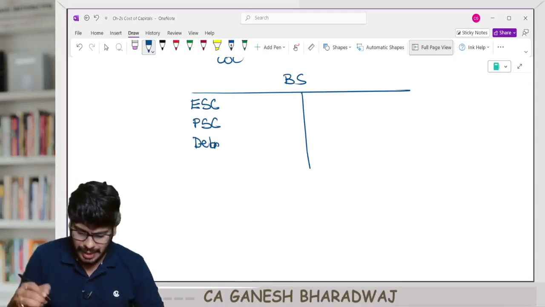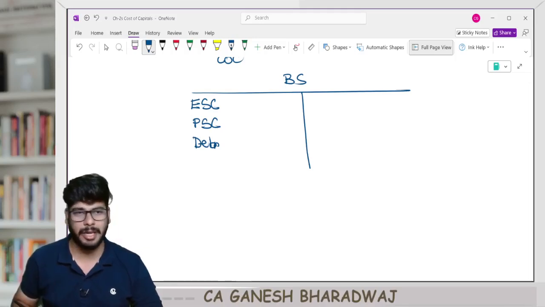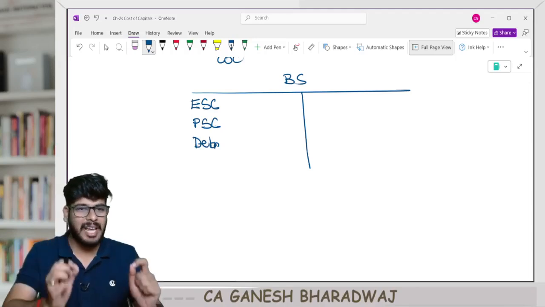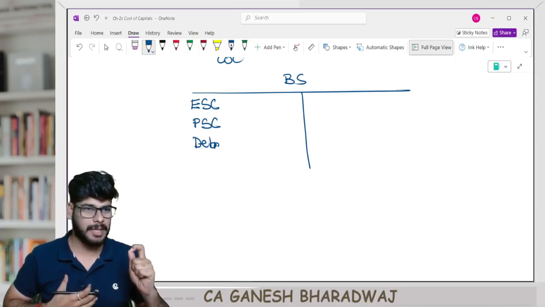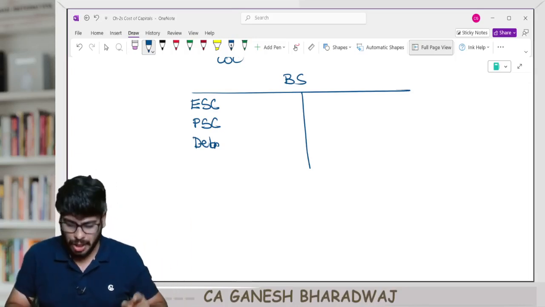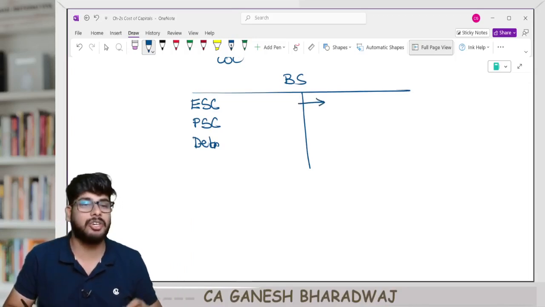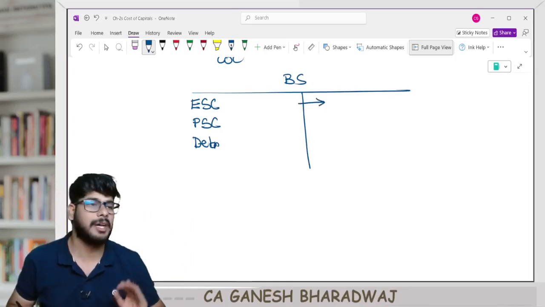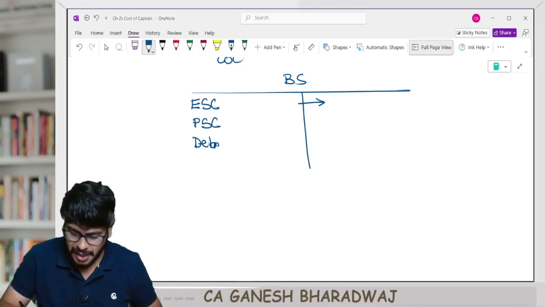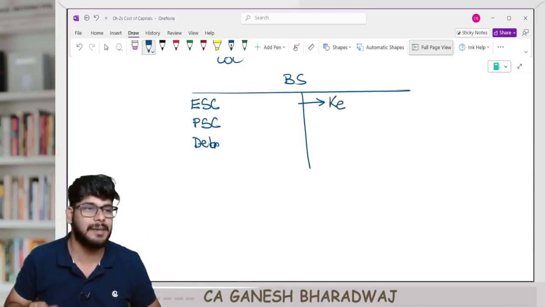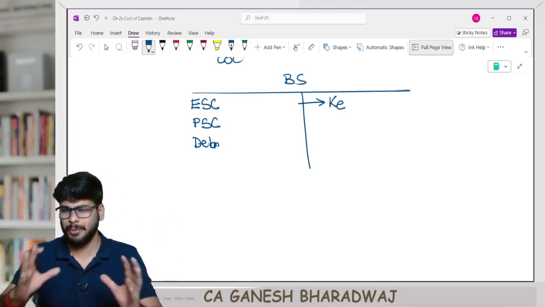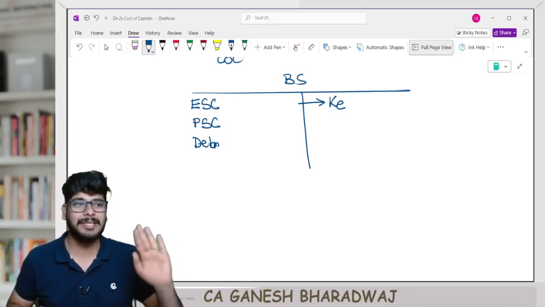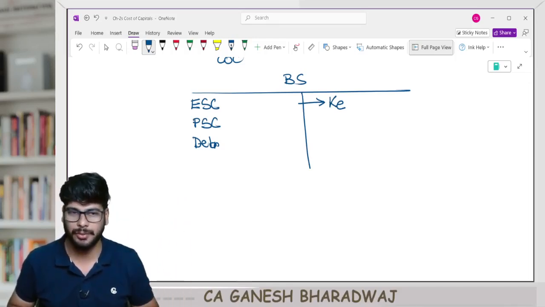Correct? Now, each of these sources of finance, you tell me, guys, will it come free of cost? Absolutely not. For every rupee the company is raising, they will be incurring some cost. Yes, the cost incurred towards equity share capital is called cost of equity. Are you clear with this? And cost of equity is popularly known as KE, where K stands for cost, E stands for equity. Are you clear with this? How to compute and all that we will be seeing. Don't worry about that. I'm just introducing you to the terminologies used in this chapter.